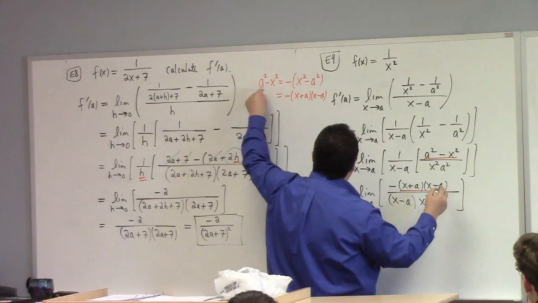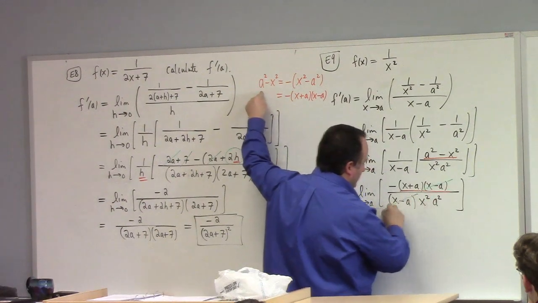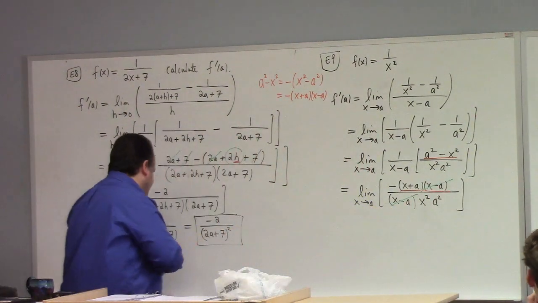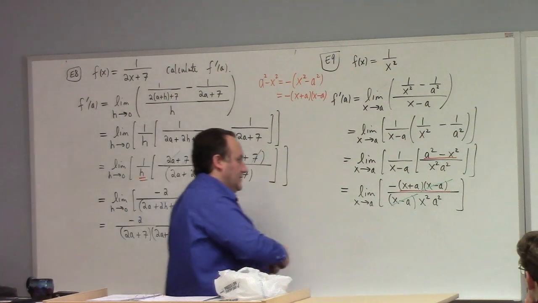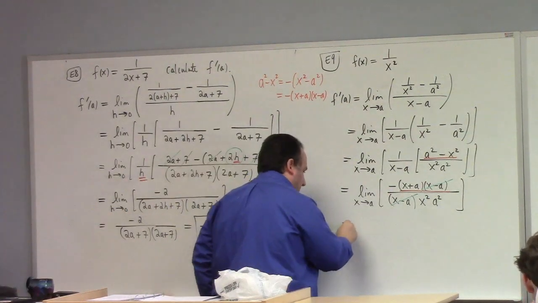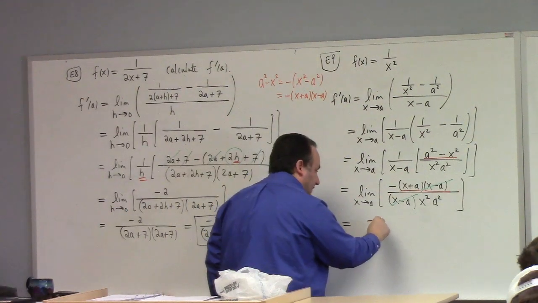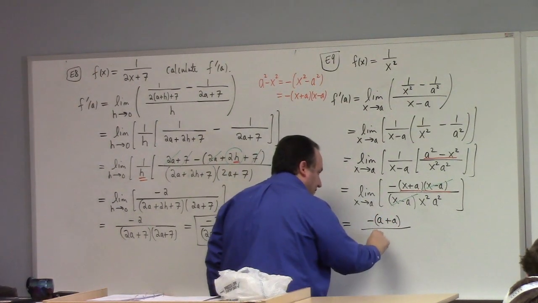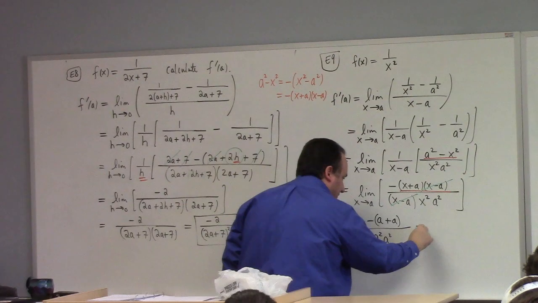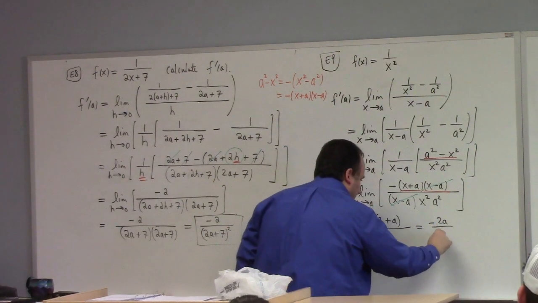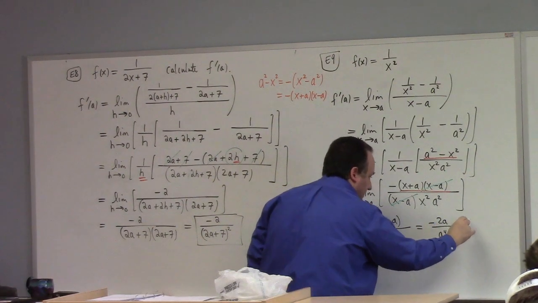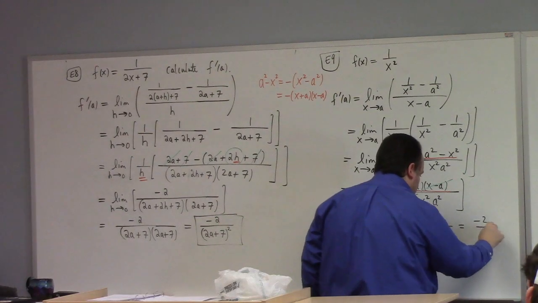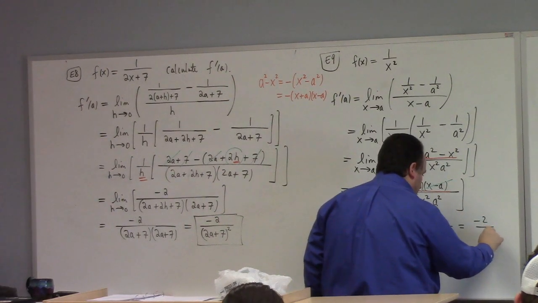So then that right here, those cancel. And once those cancel, we can plug in a, and there you go. Minus a plus a over a squared times a squared. Answer is minus 2a over a to the fourth, or if you like, minus 2 over a cubed.